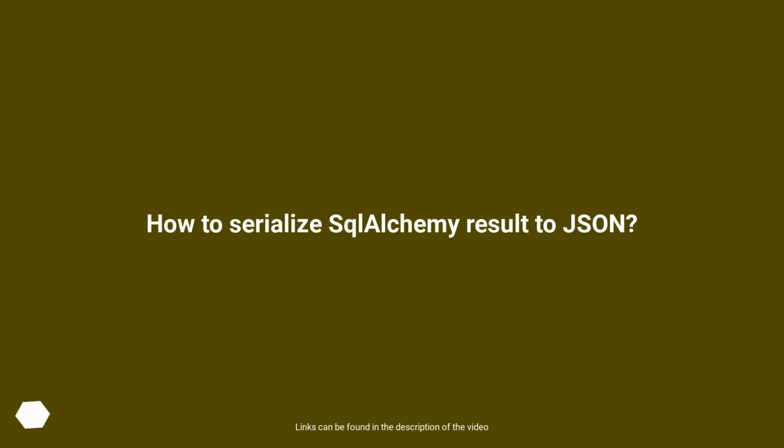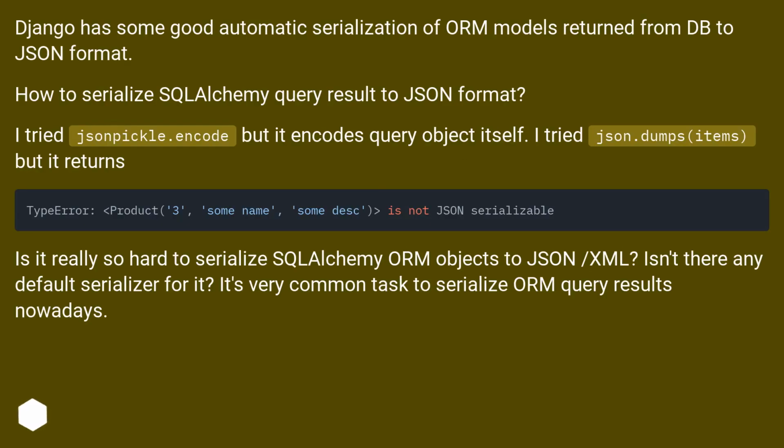How to serialize SqlAlchemy results to JSON? Django has some good automatic serialization of models returned from the DB to JSON format. How to serialize a SqlAlchemy query result to JSON format? I tried jsonpickle.encode, but it encodes the query object itself. I tried json.dumps on the items, but it returns an error.